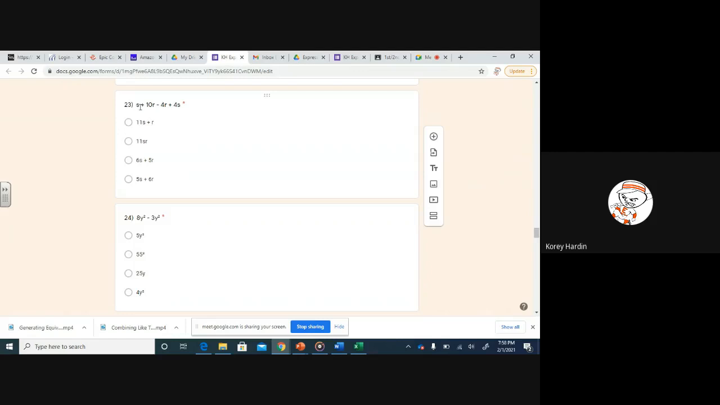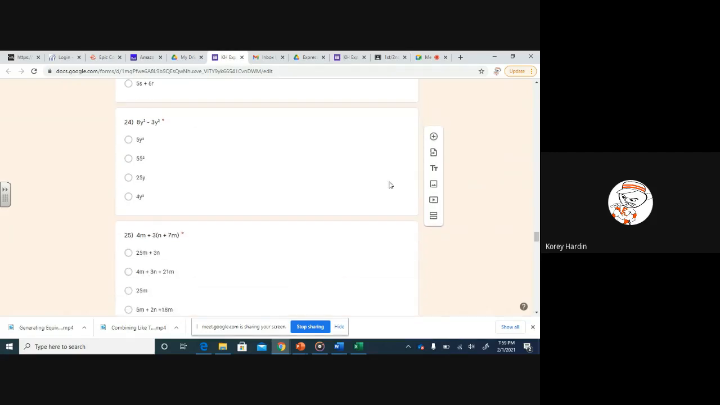23. I've got s plus 10r minus 4r plus 4s. So you're combining the like terms, and your answer choices are 11s plus r, 11sr, 6s plus 5r, 5s plus 6r. Number 24, 8y squared minus 3y squared. Your answer choices are 5y squared, 5y squared, 25y, 4y squared.